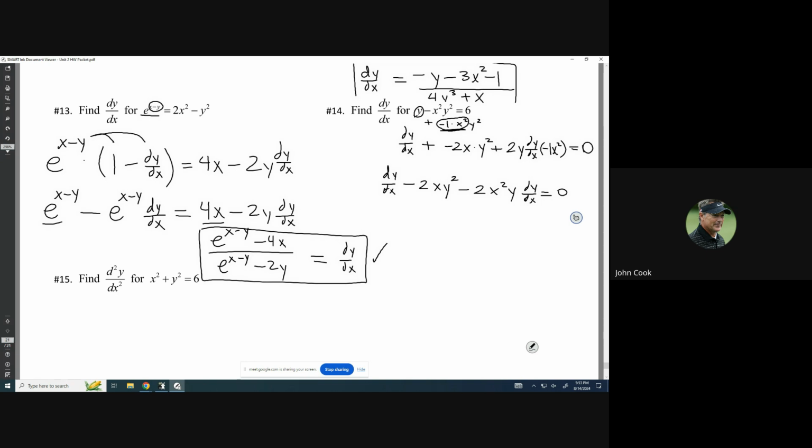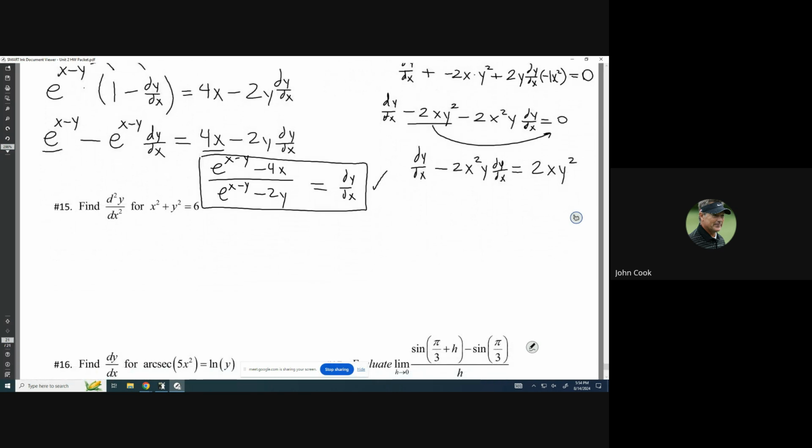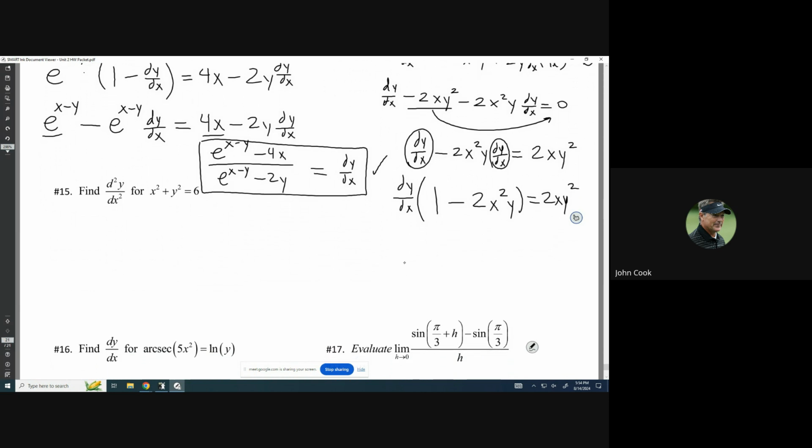Okay, now to get dy/dx all by itself, I move all the non-dy/dx terms over to the other side. There's only one of them. So here's what I have so far: dy/dx minus 2x squared y dy/dx is equal to 2xy squared. Now I want to factor out the dy/dx part of it. If I divide out a dy/dx from this, I just get 1. And if I take out the dy/dx from here, I get 2x squared times y, and that's equal to 2xy squared. And then I just want to get dy/dx by itself.